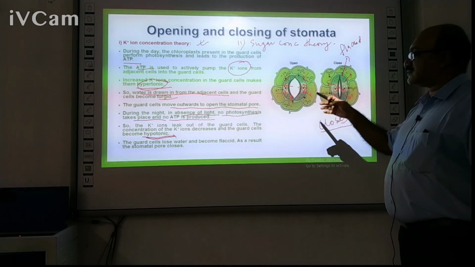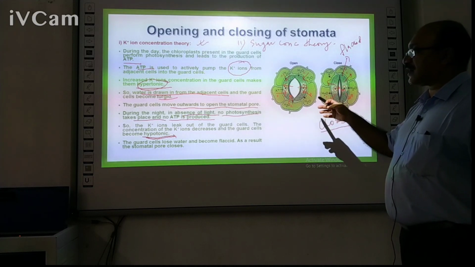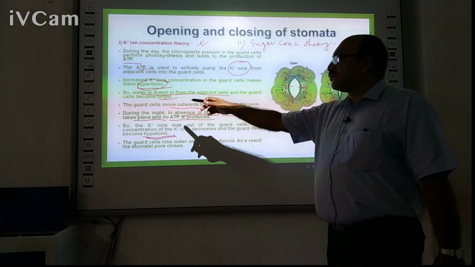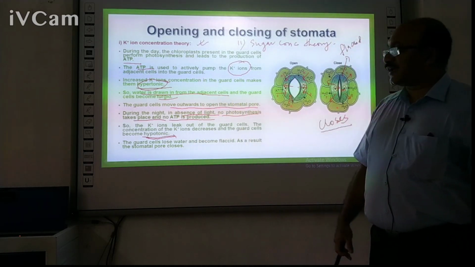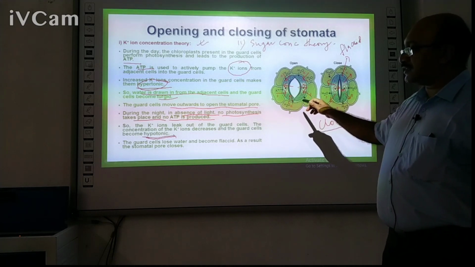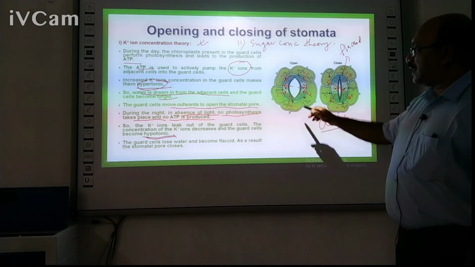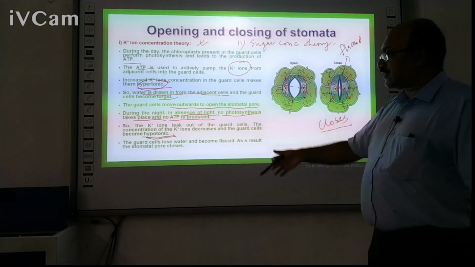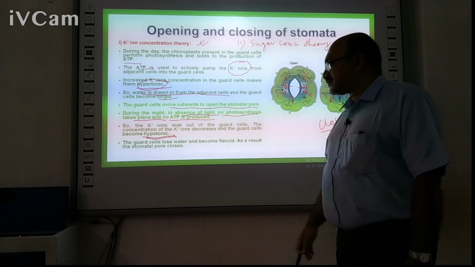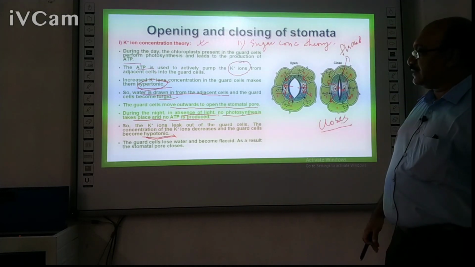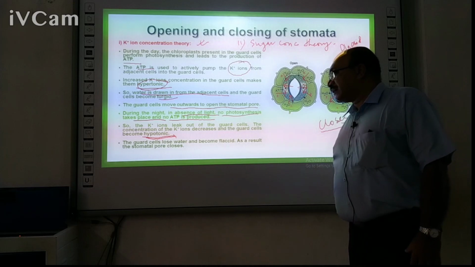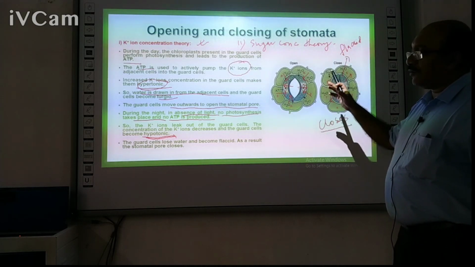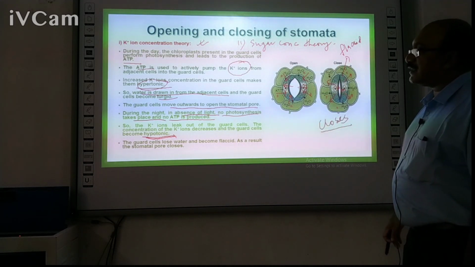the cell sap concentration becomes hypertonic. As it becomes hypertonic, water is drawn into the guard cells again. The guard cells become turgid, they become concave in shape, and so the stomata opens. At night, when there is no sunlight, no photosynthesis, so there is no production of ATP. As there is no production of ATP, the guard cells cannot hold the potassium ions anymore.